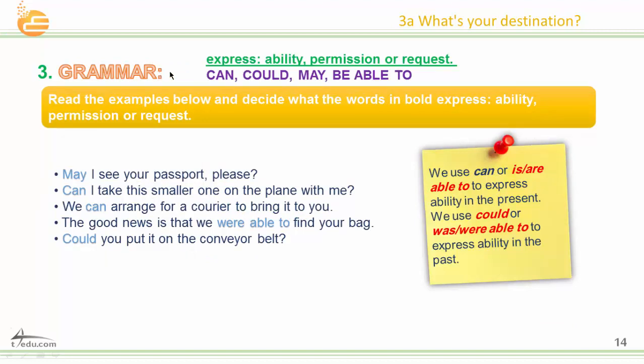Number 3, grammar. Express ability, permission or request. Can, could, may, be able to. Now read the examples below and decide what the word in bold expresses: ability, permission or request. Now look at these sentences and try to decide which one expresses ability, permission or request.